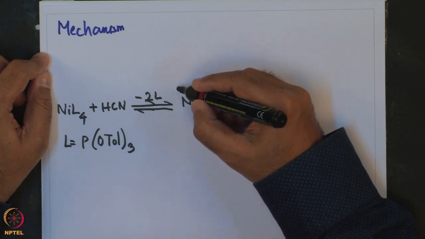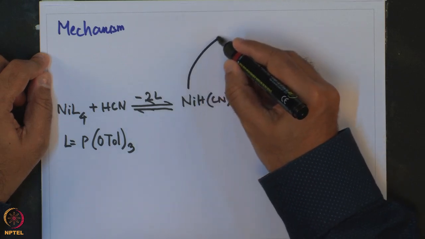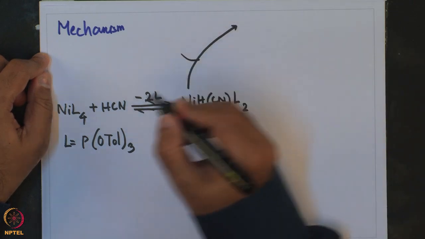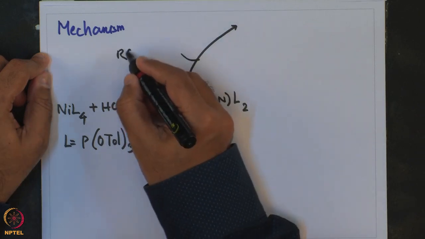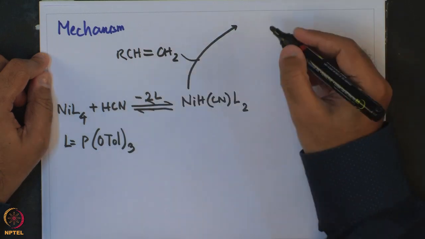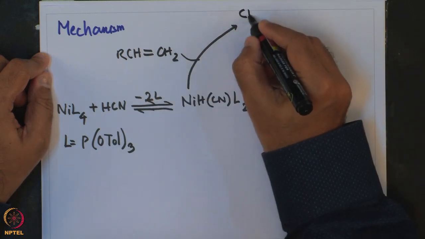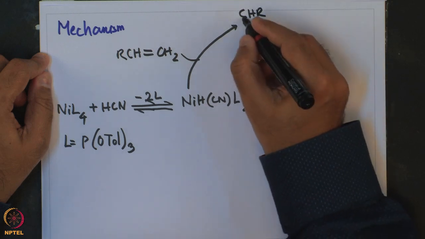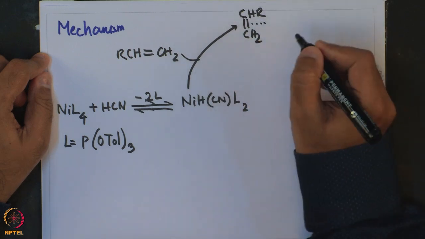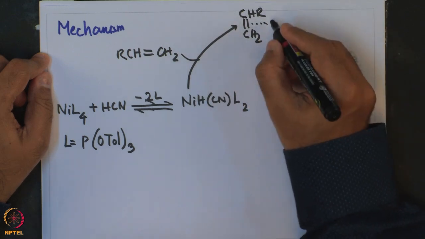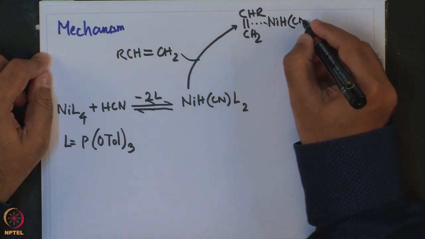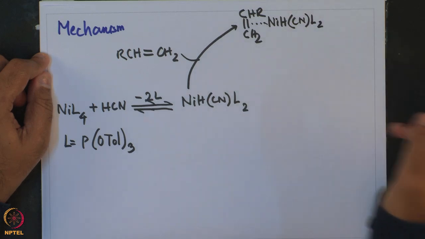that then reacts with the olefin RCH=CH2 to give CHR CH2. This is a coordination of olefin to NiHCNL2.